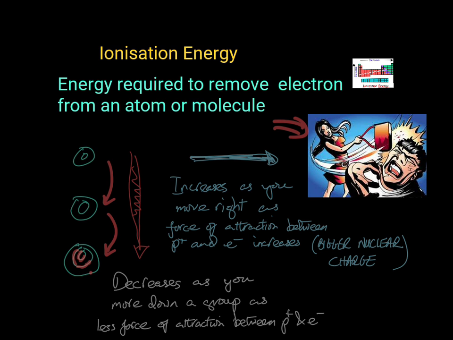The ionization energy increases, however, as you move towards the right, as the force of attraction between protons and electrons increases. And that is because there's a bigger nuclear charge. So we have more protons, as we talked about earlier, as we move from carbon to fluorine as an example. And therefore they would be more tightly packed, tightly bound. Much more energy is required to remove those electrons.